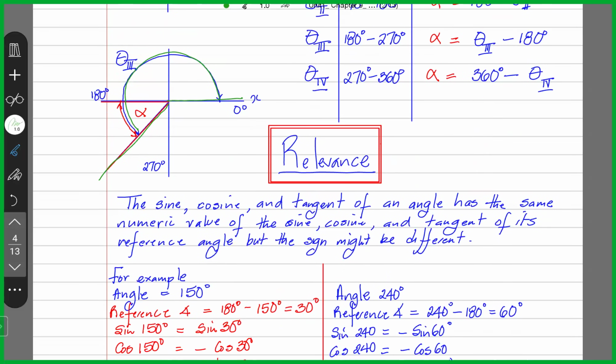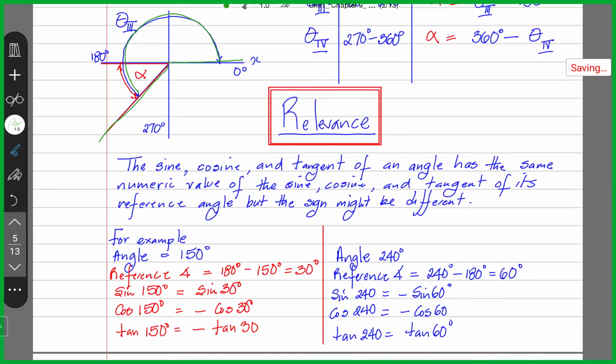Here it is. Very important. What's the relevance? The sine, cosine, and tangent of an angle have the same numeric value as the sine, cosine, and tangent of its reference angle, but the sign might be different. Extremely important.